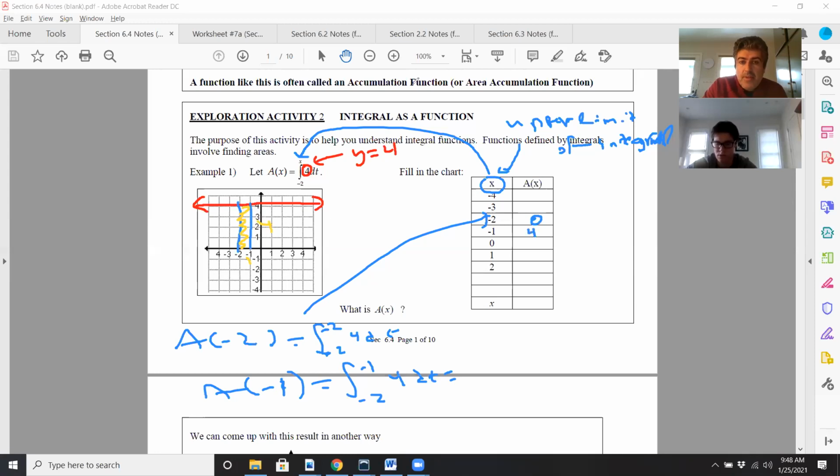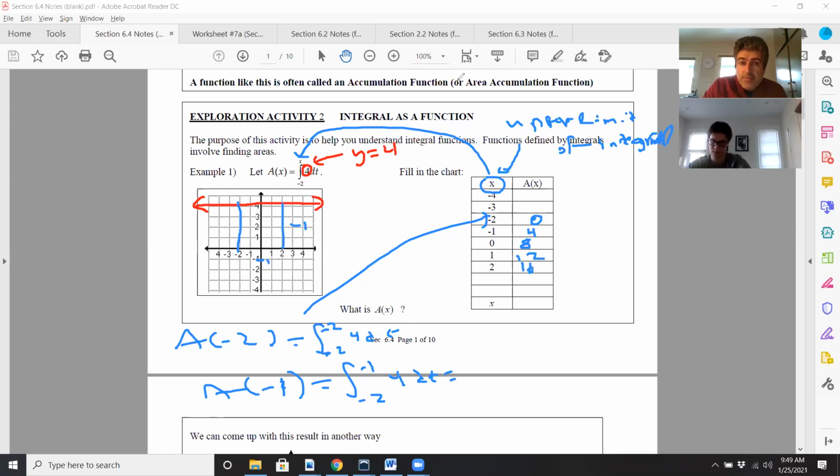Let's keep going. Let's sweep from -2 to 0. What's that area? 8. Let's sweep from -2 to 1. What's that area? 3 times 4 is 12. Let's sweep from -2 to 2. What's that area? 16. 4 times 4.